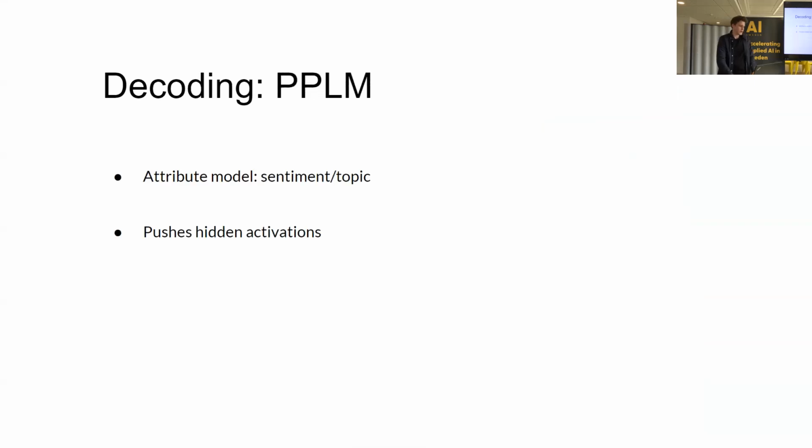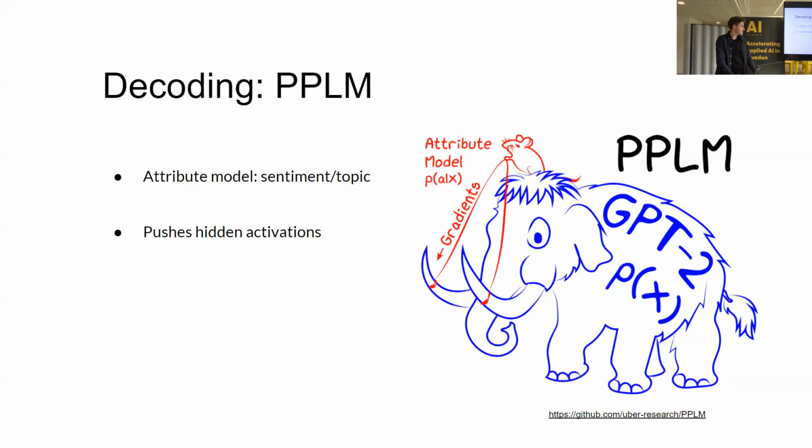Next up, we have PPLM, plug-and-play language models. In this case, you have a small attribute model, which handles the task that you want it to do, and it steers the entire language model. So in this case, the small mouse is steering the large language model, which is the elephant. And it not only skews the distribution, but it also alters the hidden states within the model through the gradients.